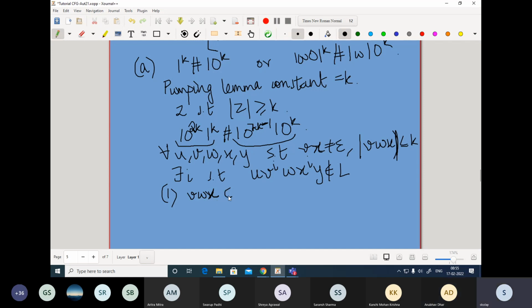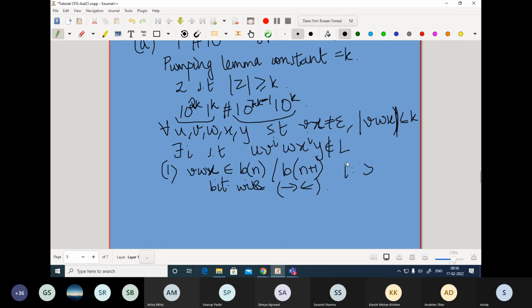So if vwx is completely contained in Bn or Bn plus 1, then there is a bitwise contradiction. Because if you just pick i to be equal to, let's say, 3, then the number of bits before hash is becoming much greater than the number of bits after. I think you either take i to be equal to 0. You take i to be equal to 0 in the first case where it is in Bn, and if it's in Bn plus 1, you take i to be equal to 2, just take 3.